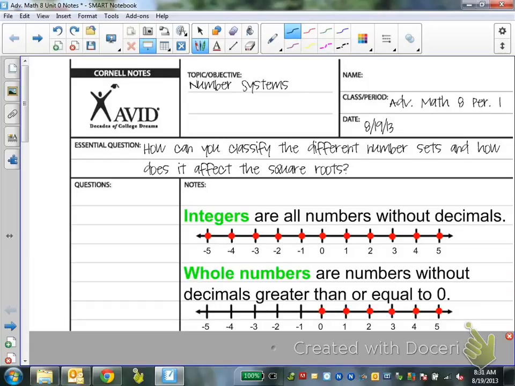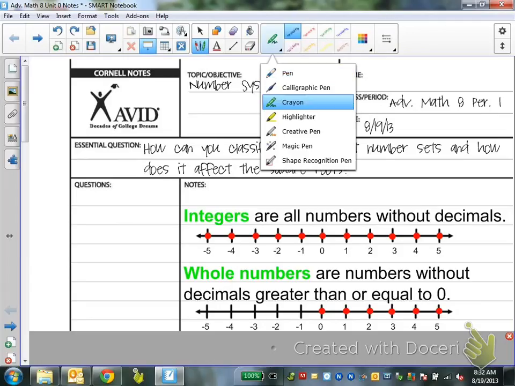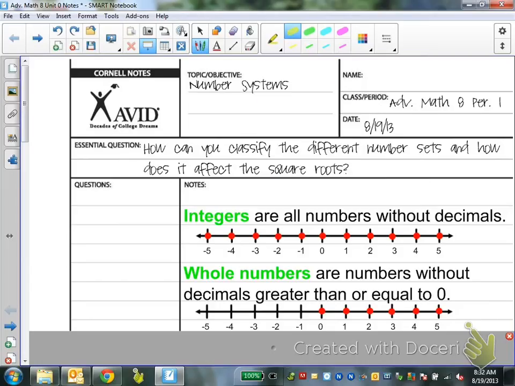All right, the next definition is what is a whole number. Whole numbers are not integers, and I think that's a common misconception. Whole numbers are the numbers without decimals, and this is the important part, are greater than or equal to 0. So 0, 1, 2, 3, 4, 5, those are whole numbers. Negative numbers are not considered whole numbers.